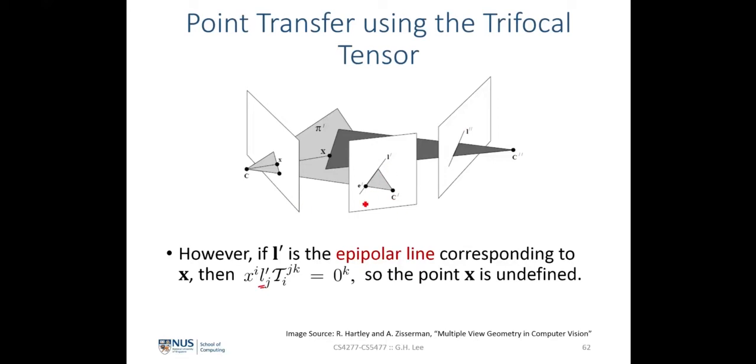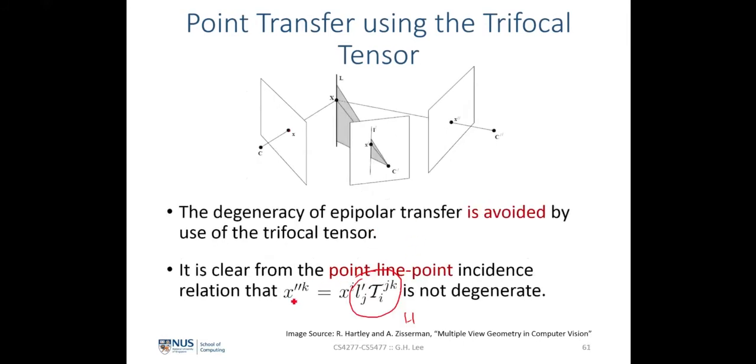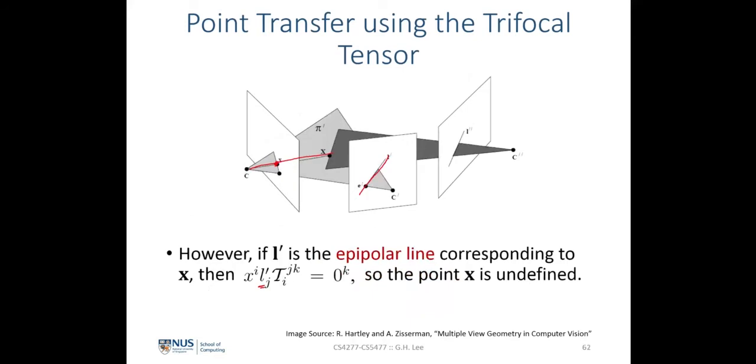That means that this particular line over here, L prime, sits on the epipolar plane together with the back projected ray from the point X that creates this particular epipolar plane and the epipolar line in the second image. Then the transfer relation that we have seen over here becomes 0. So this means that this is always going to be 0, and hence x prime prime cannot be found in this particular case.